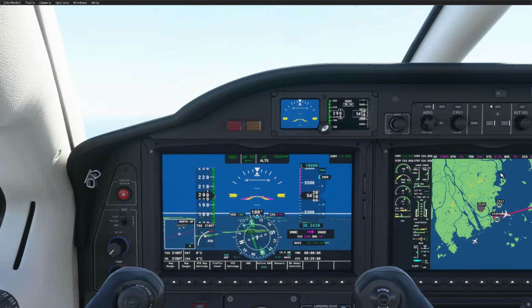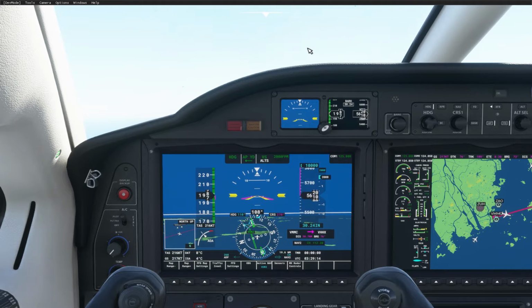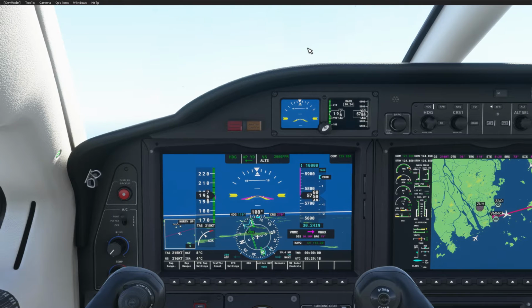So I'm pretending ATC is giving us this 110 heading, and once we're south of Charlie Hotel, they'll clear us direct to Charlie Hotel, cleared for the approach.